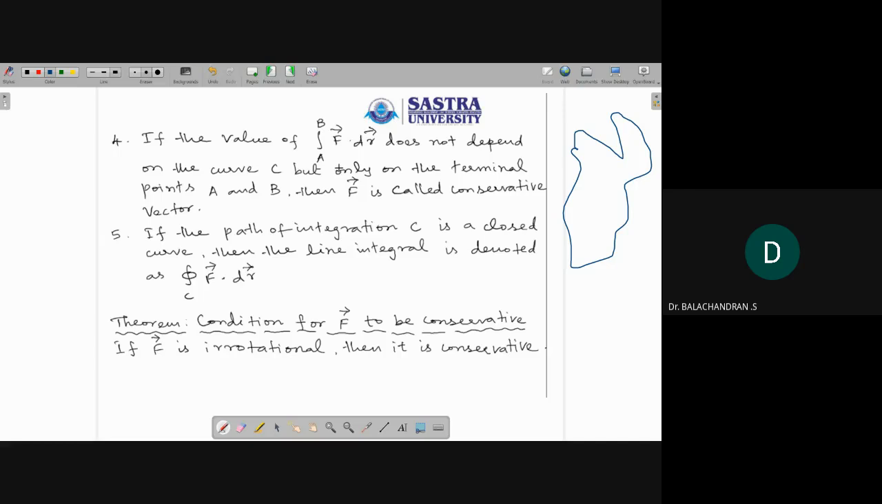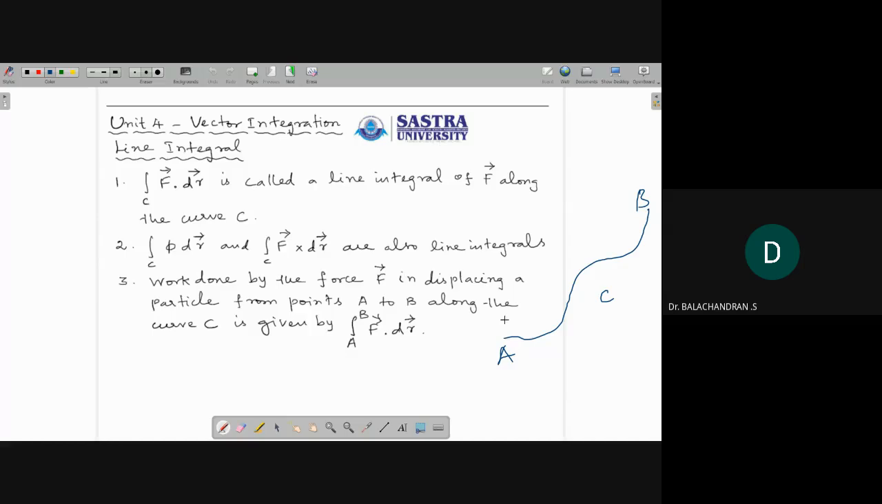So for this I need some simpler form. Okay, that is maybe the intuition, because from A to B you have so many curves, you can draw so many paths. So maybe the value of the integral is not depending upon this path. Maybe if I choose some other path, it may be depending upon the curve.